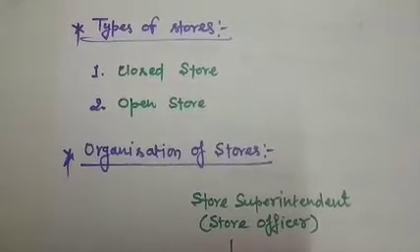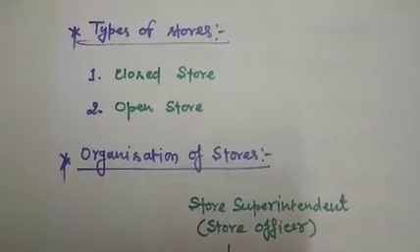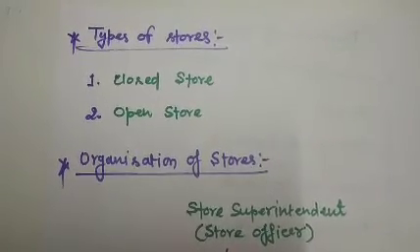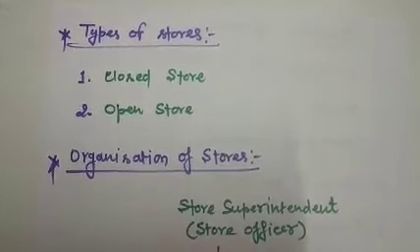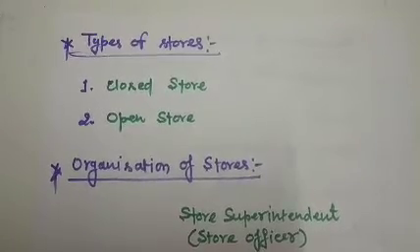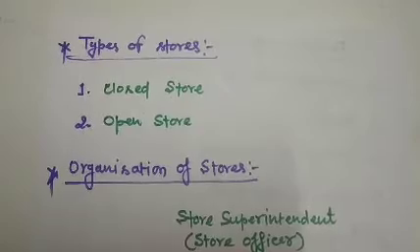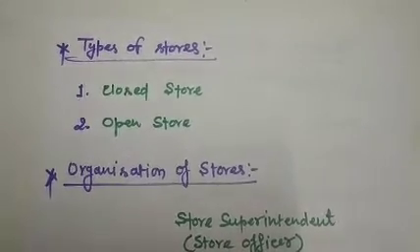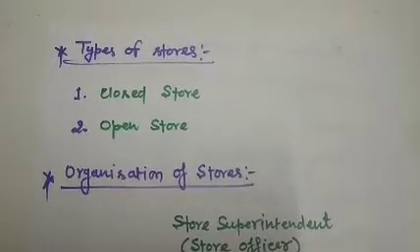In closed stores, items are stored in closed and controlled area. No other person except the store person is permitted to enter this closed store, right? The materials enter or leave the storeroom only when accompanied with the authorized documents. Small and costly items that are easy to handle and liable to be lost are kept in these stores, right?